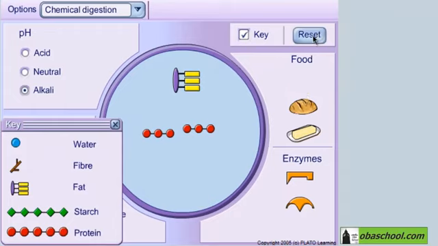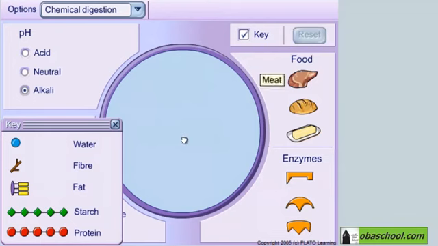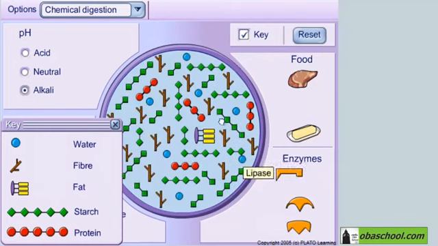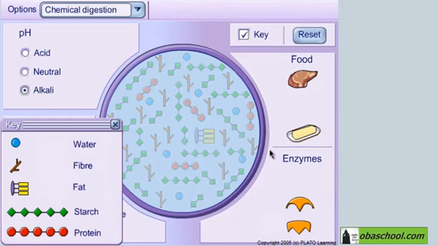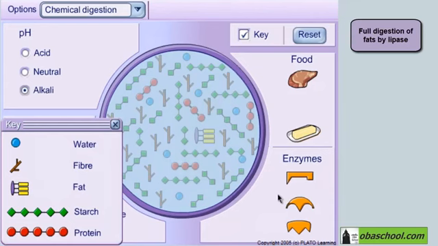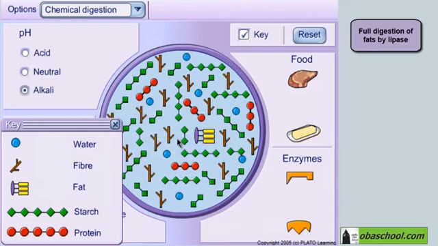Now let's look at bread. We add lipase. We know that lipase can work in the small intestine. What is it going to digest? Which one do you think will be digested? Exactly, it is the fats, digested in 3 steps by lipase.